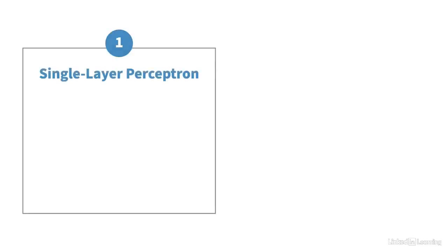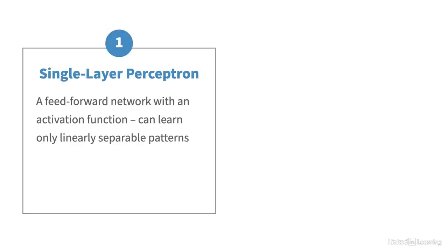Let's summarize. The single-layer perceptron model is one of the simplest artificial neural networks. It consists of a feed-forward process and includes an activation function inside the model. A single-layer perceptron can learn only linearly separable patterns, meaning it can only analyze the linearly separable objects with binary outcomes, meaning 0 or 1, for example.